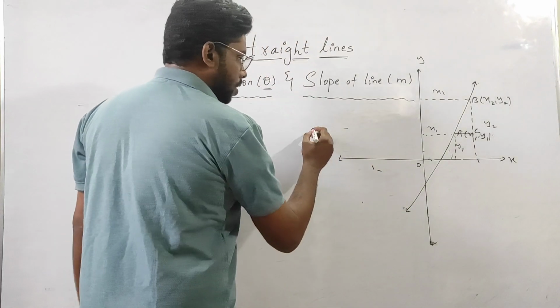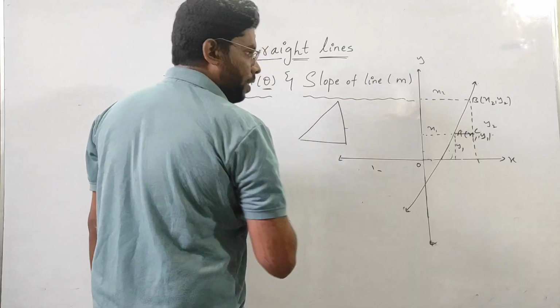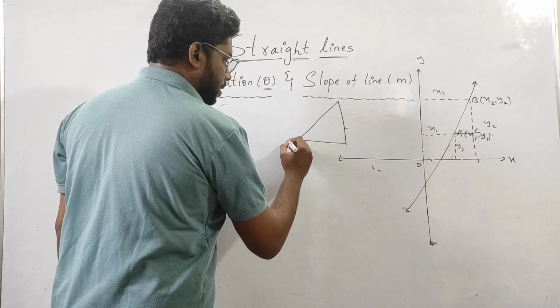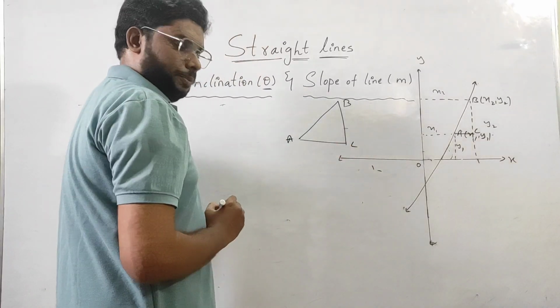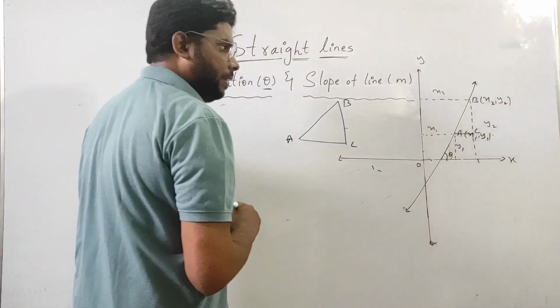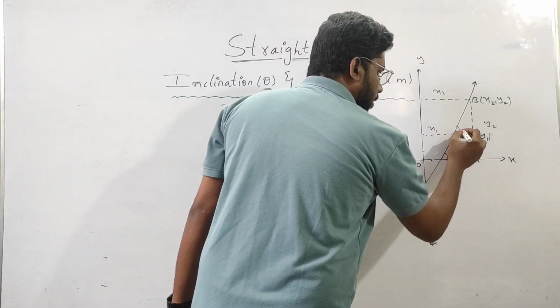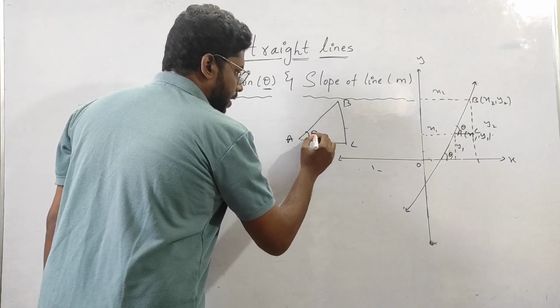I will draw it separately here for easy understanding. So this is our triangle. This is A, this is B, and this is C. Now suppose I consider the angle theta here. This angle is also theta.